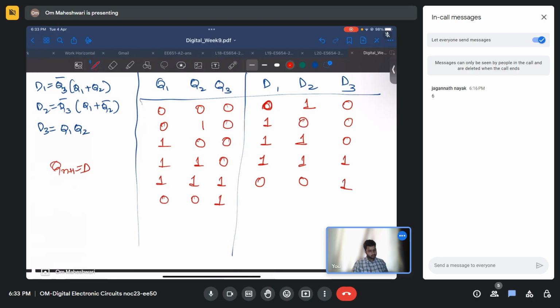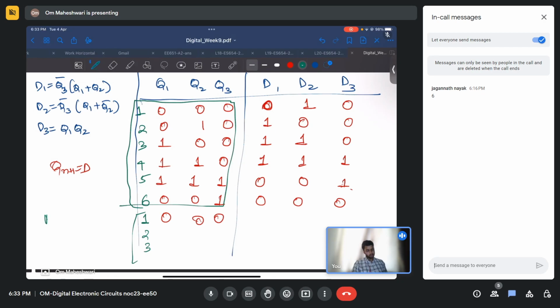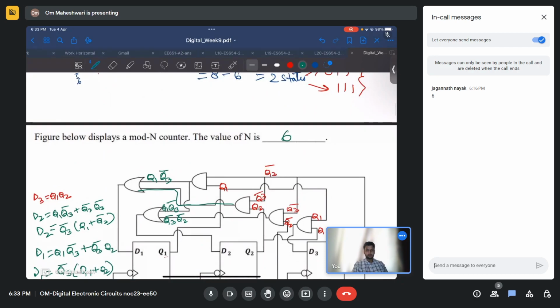The next state is 000. Now again we are at 000, and we started with 000. So the number of states that we have traveled through is 1, 2, 3, 4, 5, 6. Again we start from 1, 2, 3, right? So 6 states we have traveled through, so the mod is 6. So the answer is 6.